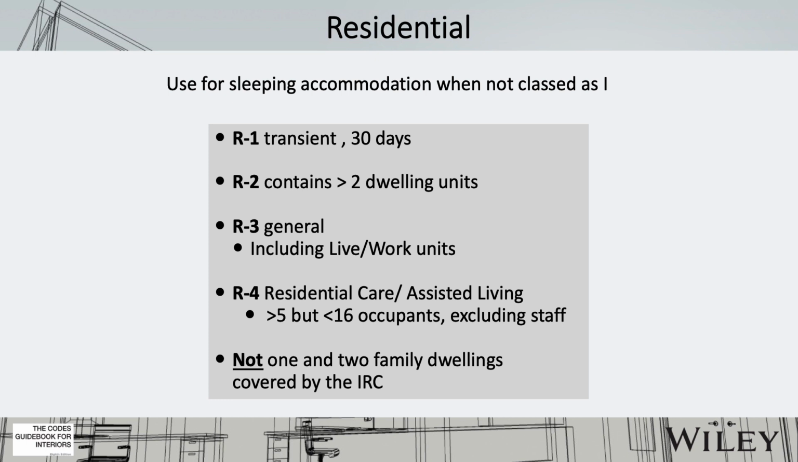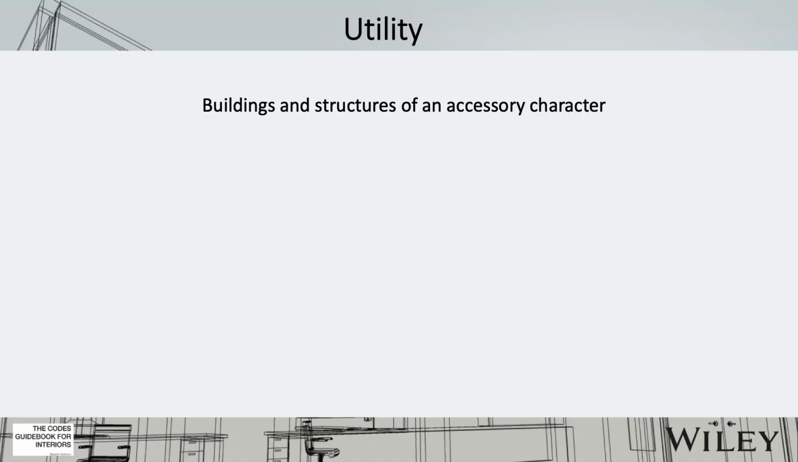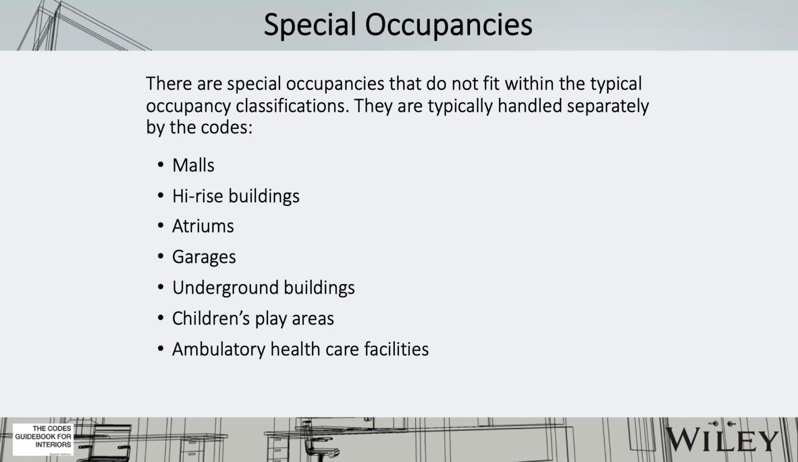The residential classification covers everything from hotels to multifamily and single-family residential housing structures. A utility occupancy classification is typically an accessory or miscellaneous use and might be something like a greenhouse, a carport, or even a private garage. There are some uses that don't quite fit into the categories established in Chapter 3 of the code, and those are covered in detail in Chapter 4 of the IBC or CBC.